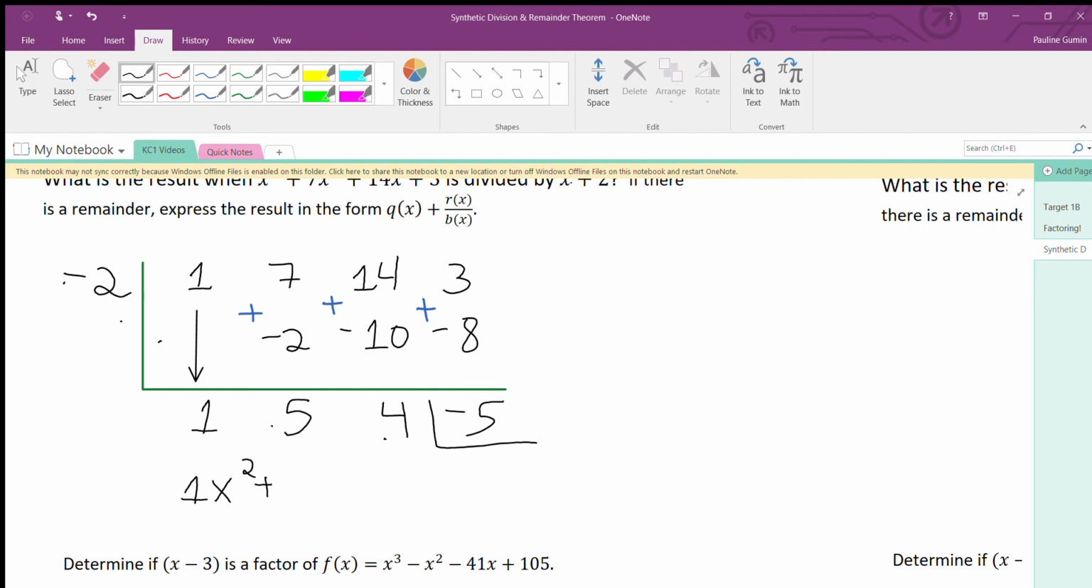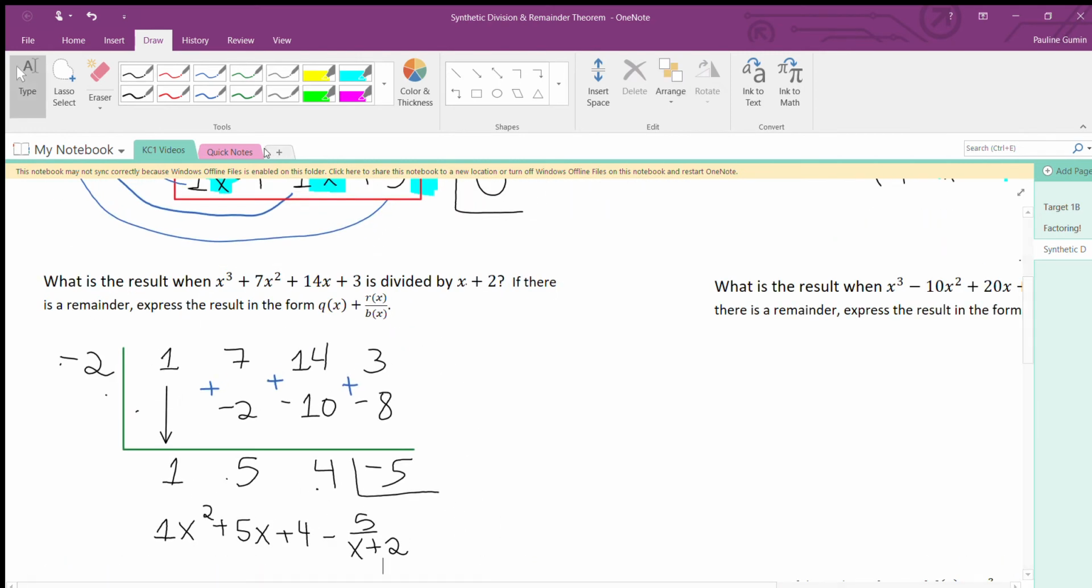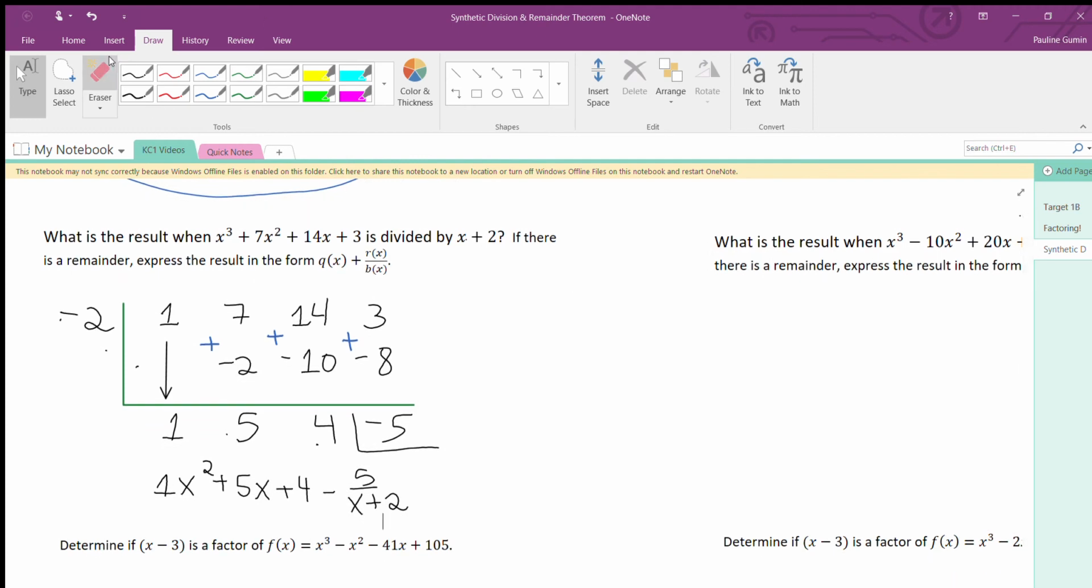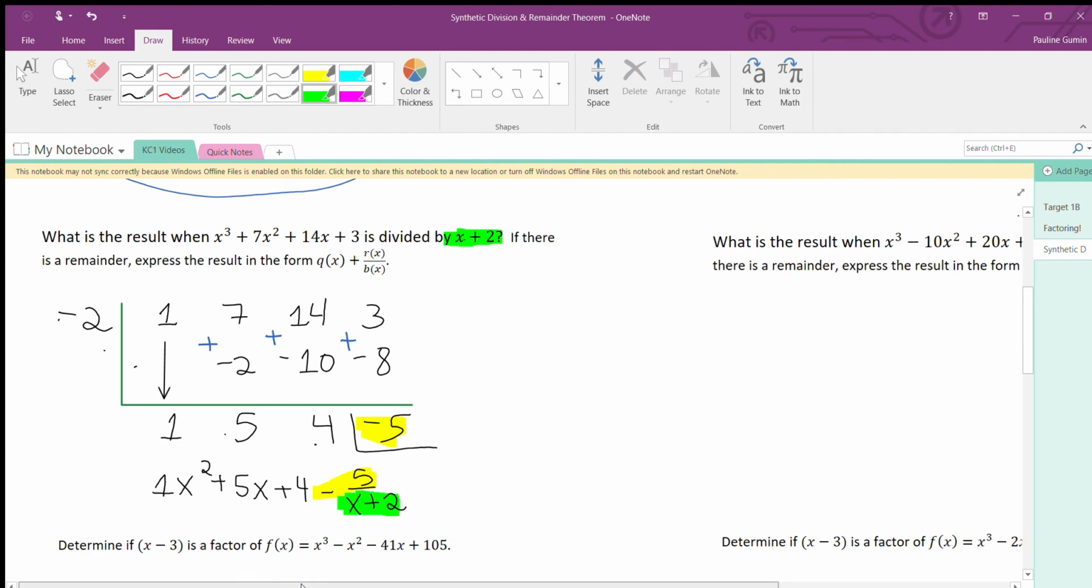Then I have a positive 5. I'm going to then use an x. Then I have a positive 4. And then I have minus 5 over x plus 2. And that's it. So this minus 5 is right here. And I get my x plus 2 right there. Awesome. Let's do another one.